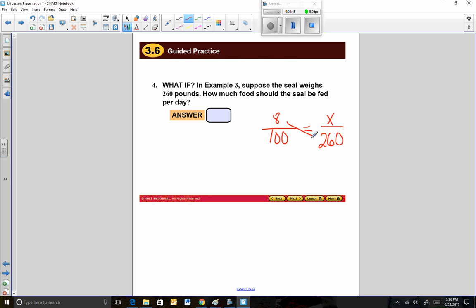We can cross multiply 8 times 260. So 8 times 260 equals 100 times x. All right. So we have 8 times 0 is 0. 8 times 6 is 48. Carry your 4. And so we get 2,080 equals 100x. Divide both sides by the 100. And so now we get 20.8 equals 1x. Therefore, we should feed the seal 20.8 pounds of food. Hopefully you got that.